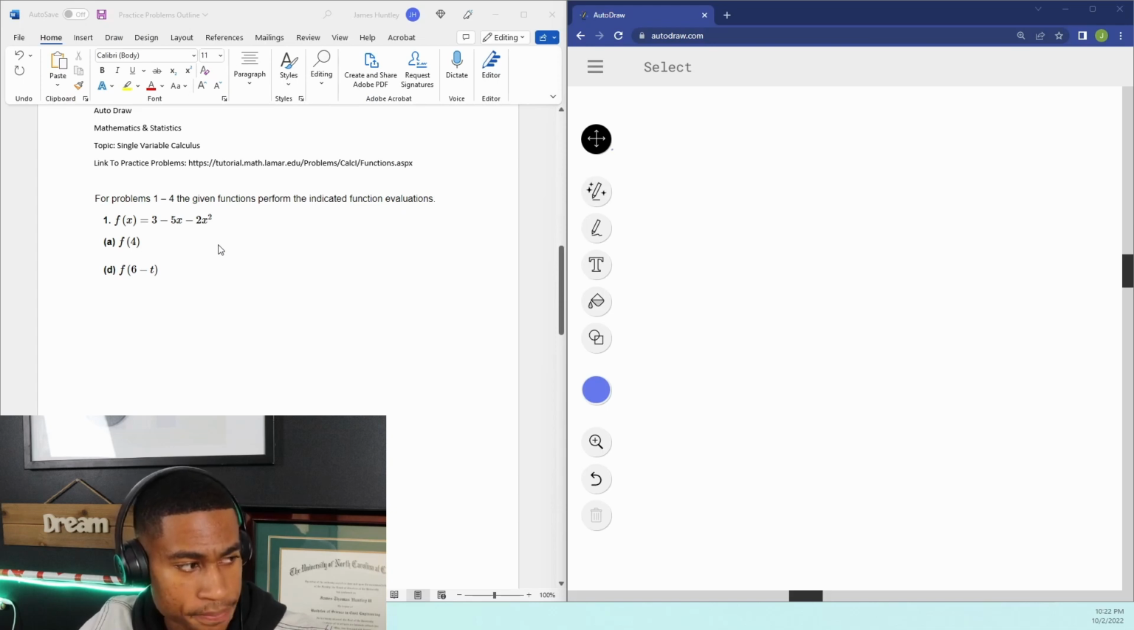Problem number one says, for the given functions, perform the indicated function evaluations. So we have f of x is equal to 3 minus 5x minus 2x squared. And for part A, what is f of 4?